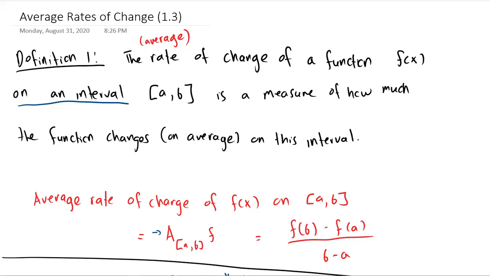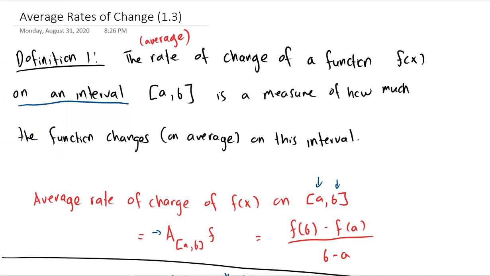And the formula is very easy. On the numerator, you have f of b minus f of a. Another way to think of it is f evaluated at the right endpoint minus f evaluated at the left endpoint of the interval, divided by the right endpoint of the interval minus the left endpoint of the interval. So f of b minus f of a, divided by b minus a. That's a very simple formula, and that's what the average rate of change of a function is.